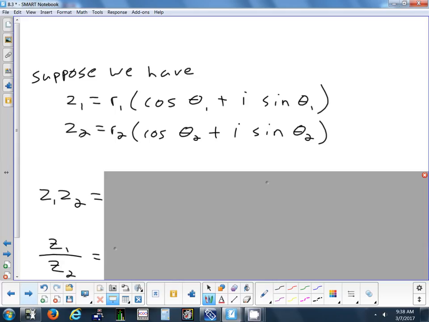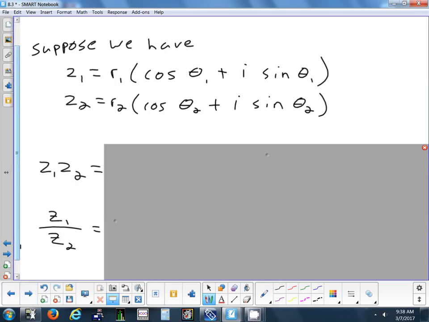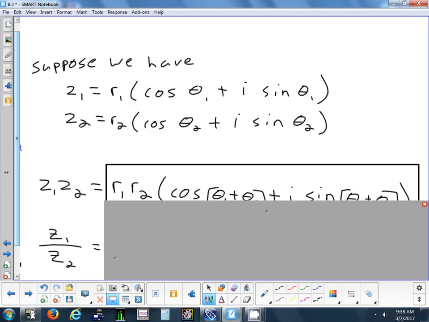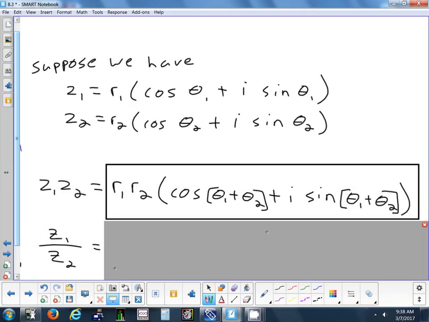Okay, so I'm going to show you a shortcut for multiplying and dividing. If you want to multiply two complex numbers together that are in trig form, all you have to do is take the two radii, multiply them together, take the two angles, and add them up. That's it. Take the two radii and multiply them. Take the two angles and add them. This is going to take the place of all that foiling you would have to do.